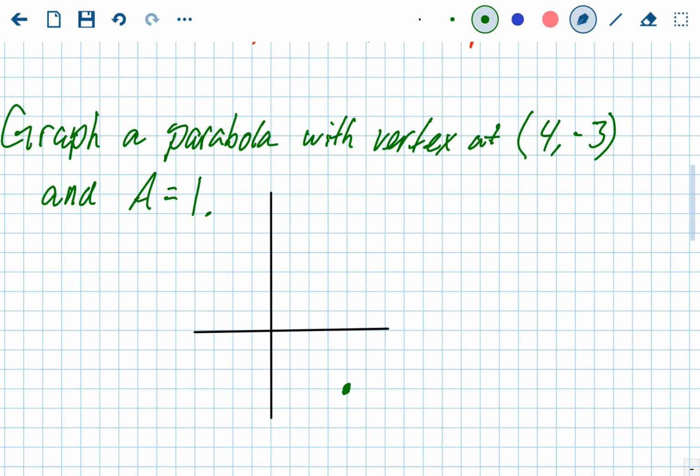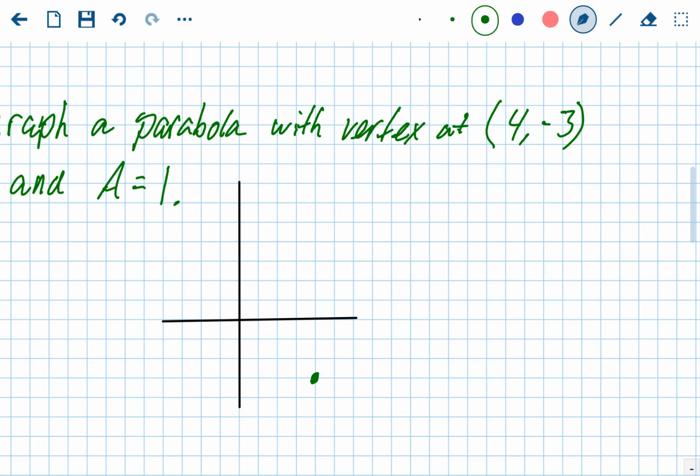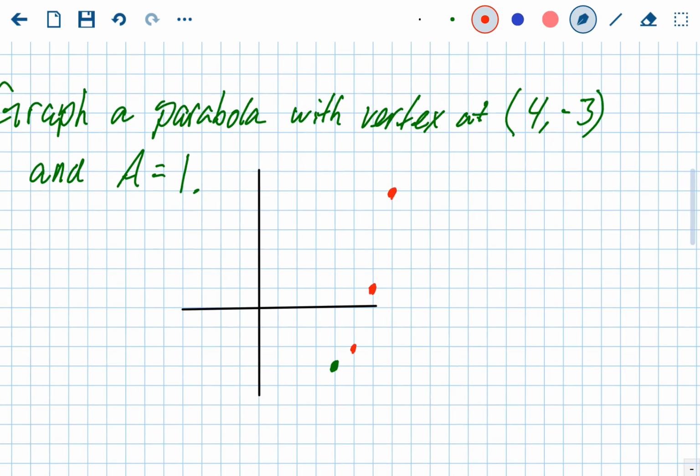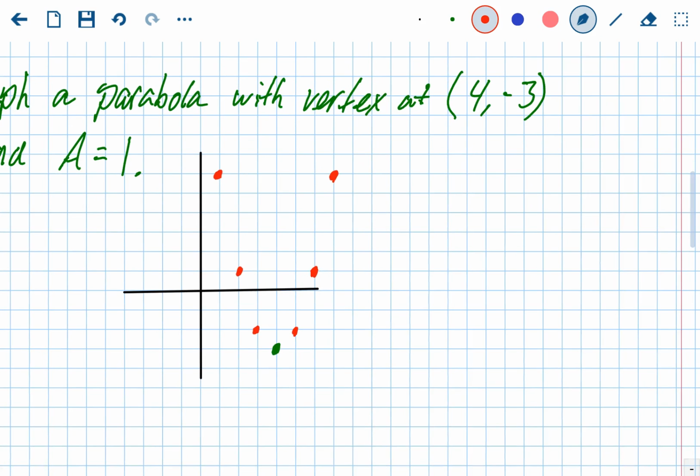Now again, since I have an a value of 1, anytime there's an a value of 1, it's always going to have these patterns. From the vertex, you could go over 1, up 1. There's always going to be a point there. You could go over 2, up 4. There's always going to be a point there. And over 3, up 9. There's always going to be a point there. Okay. And then, of course, we could always reflect these points over the axis of symmetry. And that's it. There's nothing to plug in. It's just always going to follow that pattern. So again, over 1, up 1, over 2, up 4, and over 3, up 9.